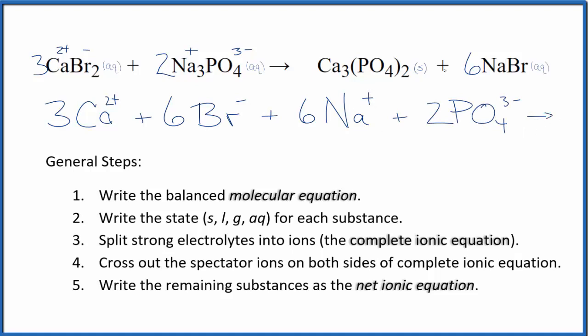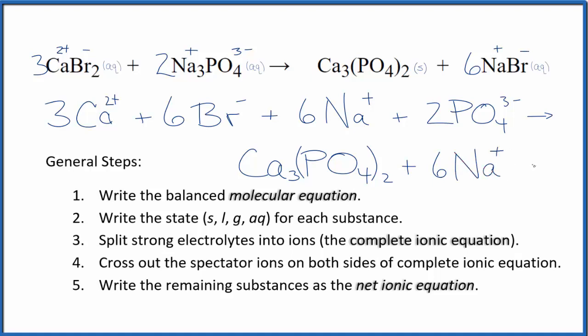For the products, we don't split solids apart, so we're going to keep this Ca3PO4 together since it's a precipitate. And then we said sodium, 1 plus, the bromide ion, 1 minus. 6 sodium ions, just like in the reactants, plus we have 6 bromide ions, just like the reactants. So this is the complete ionic equation.